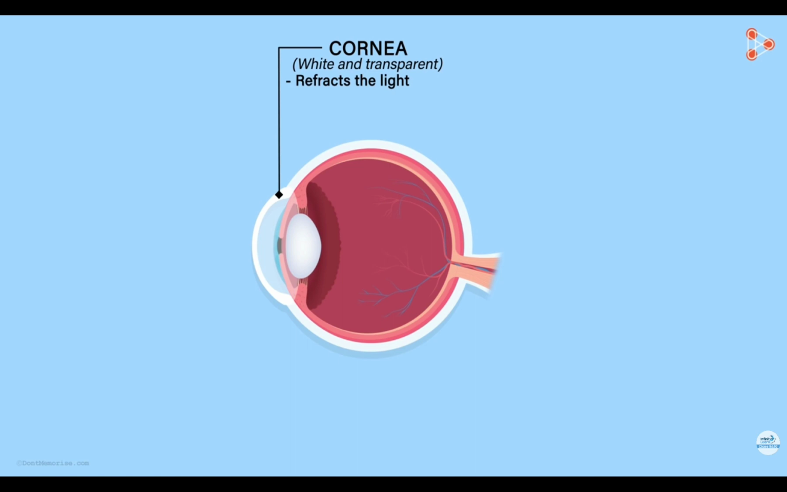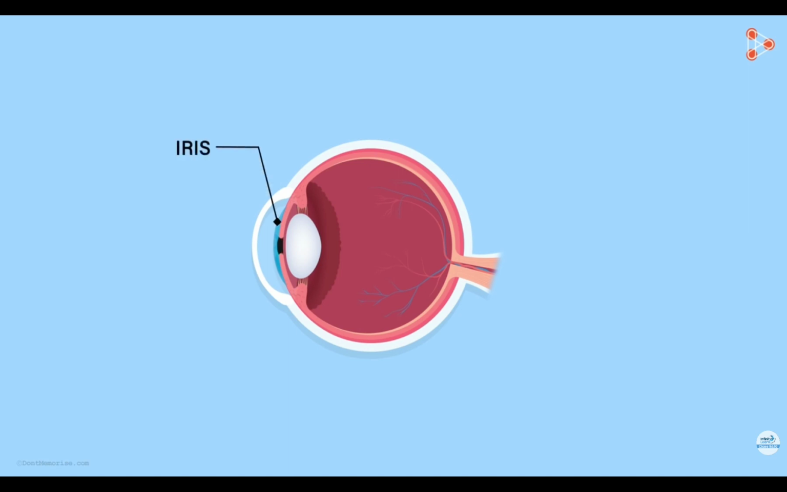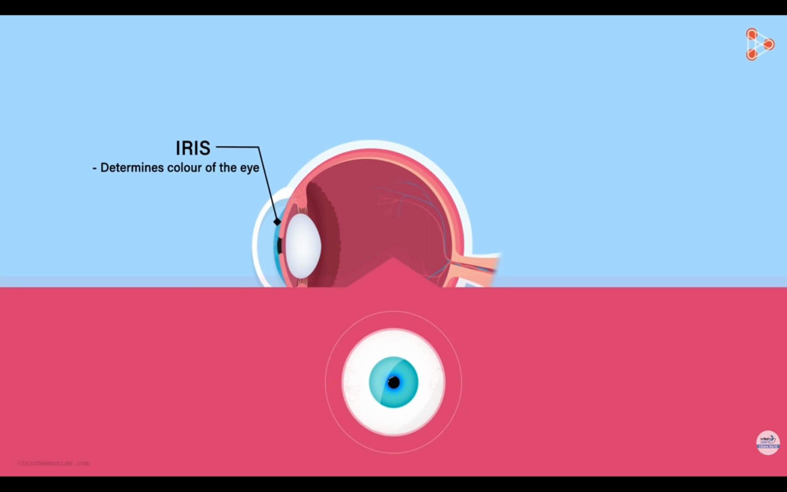It acts like a tough front wall of the eye, protecting the interior of the eye from accidents, and also does not allow foreign particles to enter. Okay, so this was all about the outer layer of the eye. Let's now talk about the things present inside. Behind the cornea, there's a dark muscular structure called the iris. The iris determines the color of the eye. For instance, when we say that a person has blue eyes, it means that the color of the iris of the person's eye is blue.